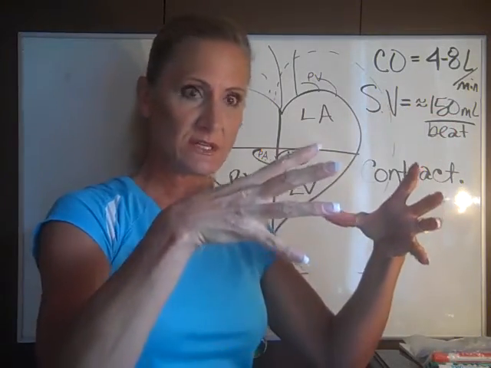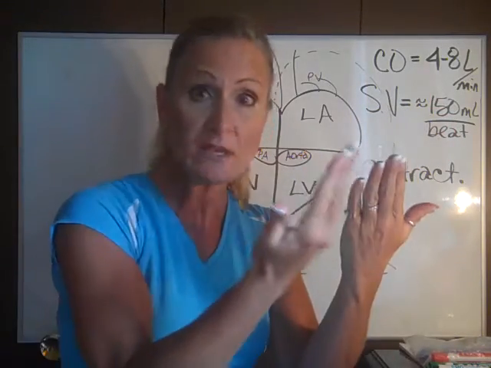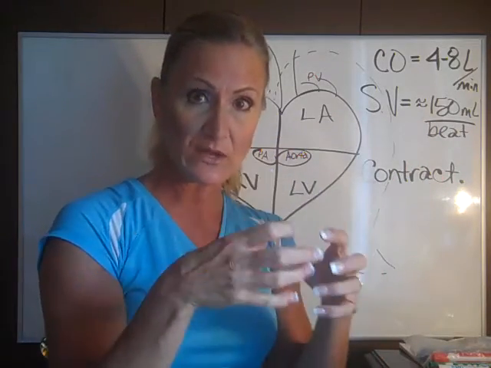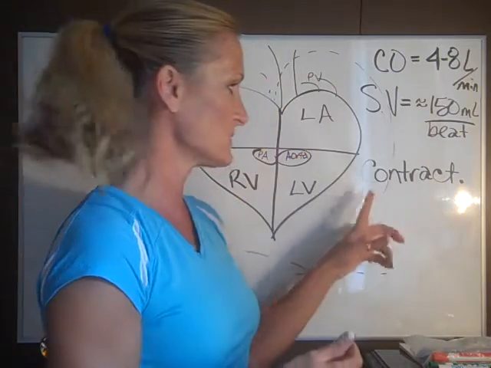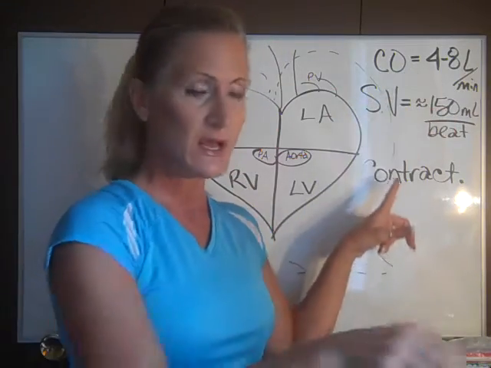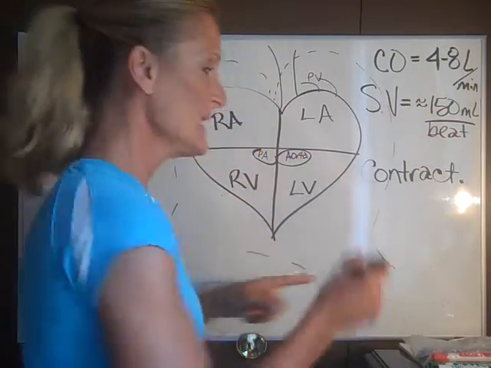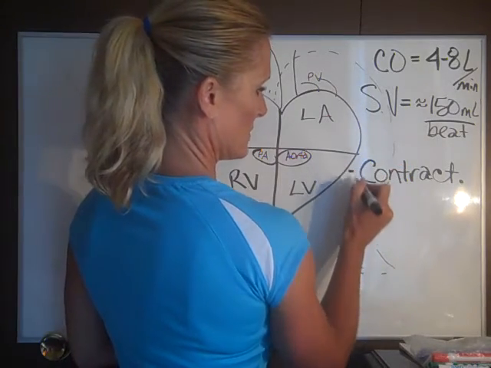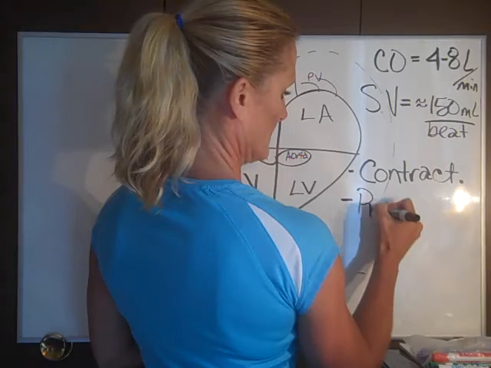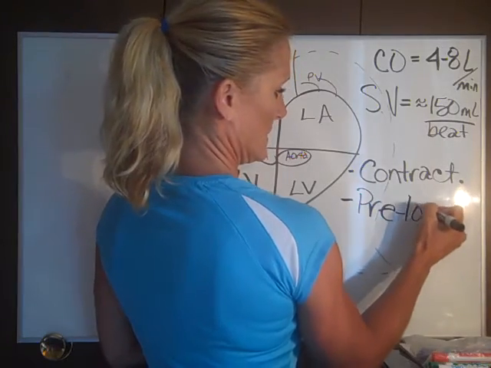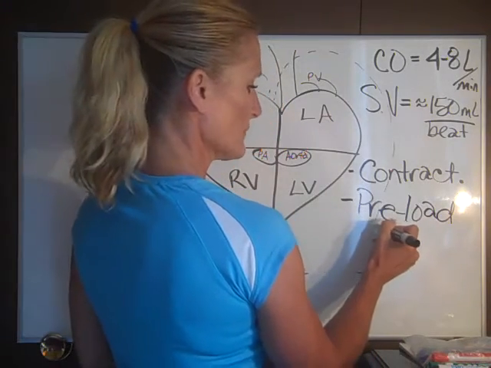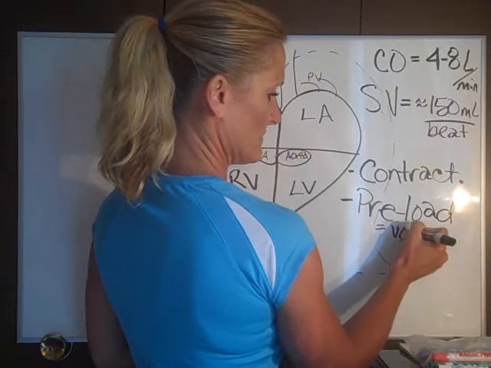So if your contractility is stronger, you're going to squeeze more blood out. If it's weaker, you're going to eject less blood out. So contractility has a lot to do with cardiac output. The next thing that's really important is something called preload. Okay, this part gets a little tricky. Preload is a measure of volume.